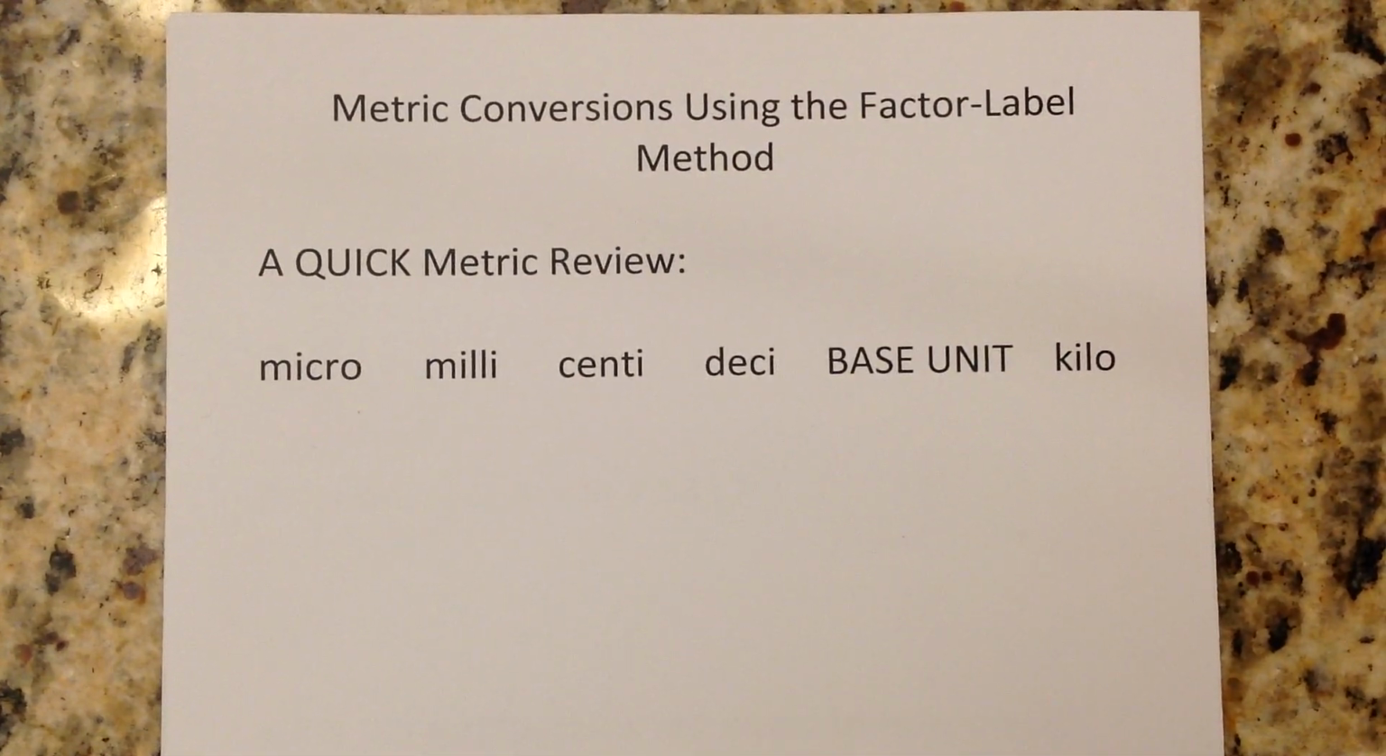Let's learn how to use the factor label method to complete metric conversions. First thing I want to say is this is probably one of the top 5 most important skills that you will learn in a chemistry class. We use factor label all the time. You may hear it referred to as dimensional analysis, or you may hear it referred to as fence post, and you'll see why when you see the method. But this is something you want to learn.